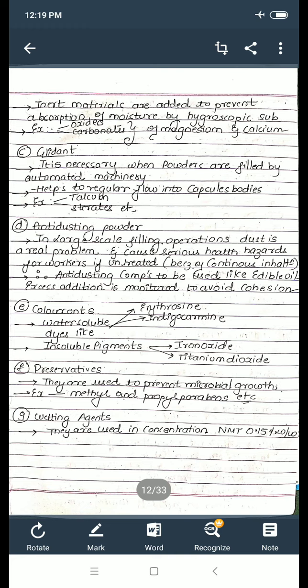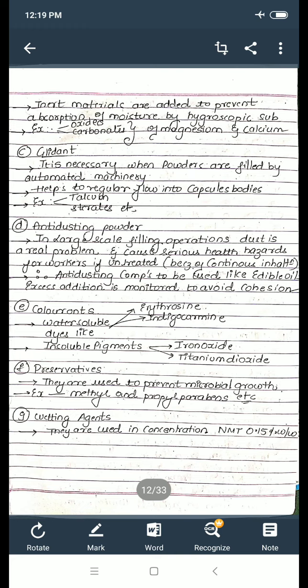The third material to be filled in a hard gelatin capsule is glidant. The glidants are necessary when the powders are to be filled by automated machinery, and they help to regulate the flow into the capsule bodies. Examples like talcum and stearates can be added as a glidant.